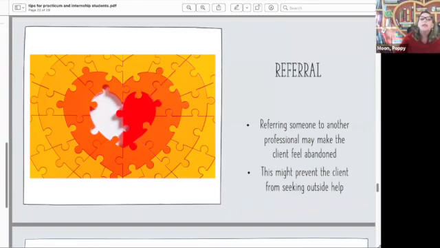And eventually you will have seen so many people who are like this that over time you will just kind of become immune to it. You'll be able to put yourself in another position and be able to listen and be a good therapist. Now, sometimes my students will say to me, well, why can't I just refer somebody like that? Well, if you refer someone to another professional, you might make the client feel like they're abandoned. And maybe this might prevent the client from seeking outside help.